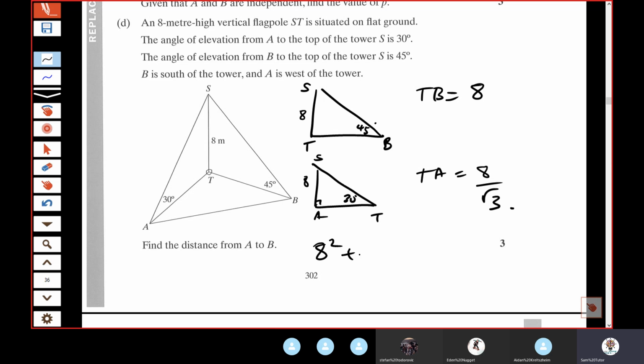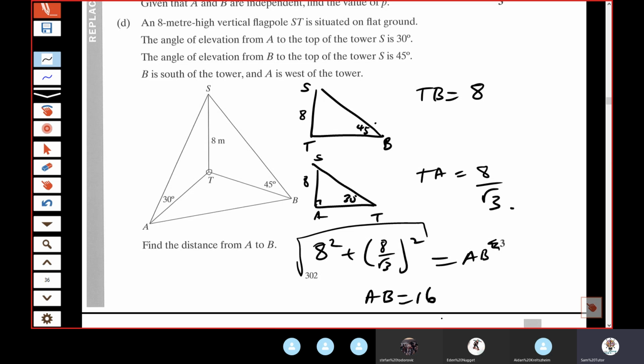8 squared plus 8 on root 3 squared equals AB squared. Please don't forget to square root it. The answer should be 64 on 3 plus 64, and then square root of that. 16? Just nice, that worked out very well. Apparently it's just 16. Good.